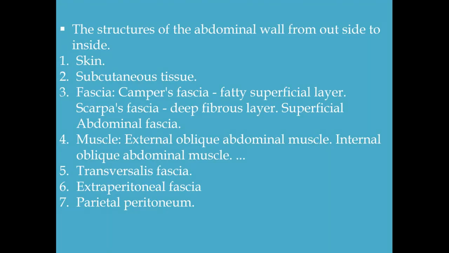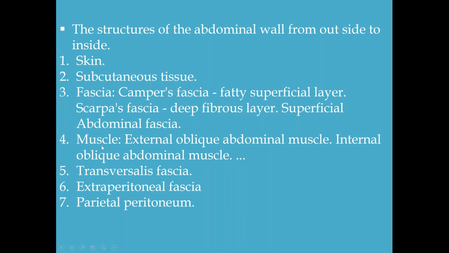So what about the structure of the anterior abdominal wall? The structure from outside to inside starts with the skin and subcutaneous tissues, the fascia. The superficial fascia is Camper's fascia, the fatty superficial layer, and Scarpa's fascia, the deeper fibrous layer.